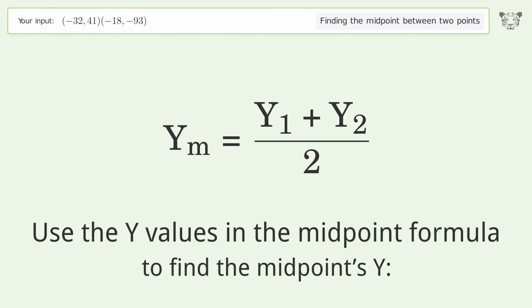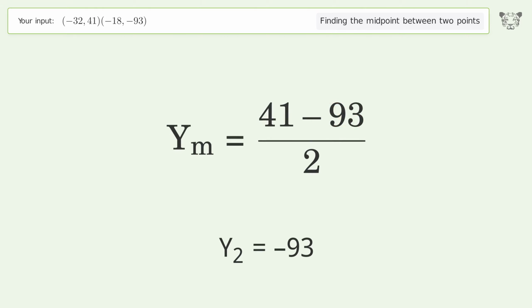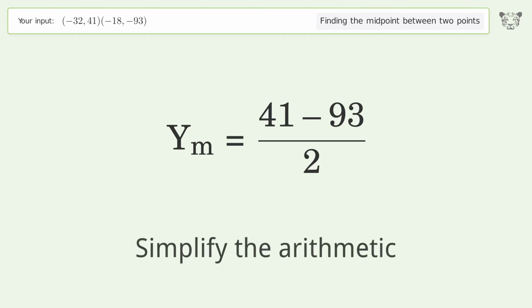Use the y values in the midpoint formula to find the midpoint's y. y1 equals 41. y2 equals -93. Simplify the arithmetic.